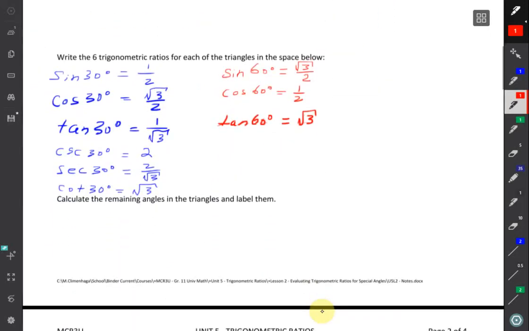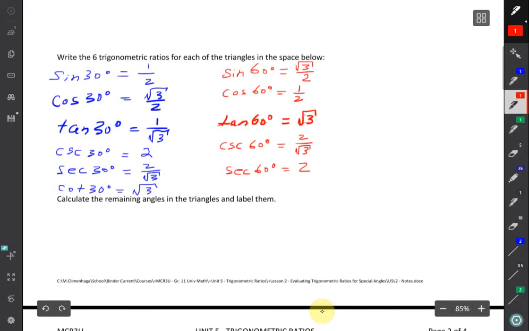The reciprocal functions, cosec of 60 degrees is equal to 2 over root 3, the reciprocal of sine. Secant of 60 degrees is equal to 2, reciprocal of cos, and the cotan of 60 is the reciprocal of root 3 over 1, which is 1 over root 3.